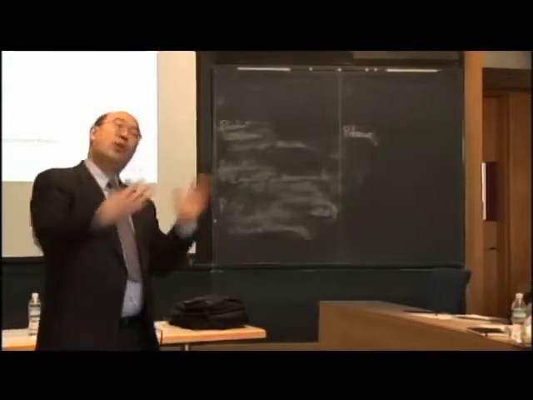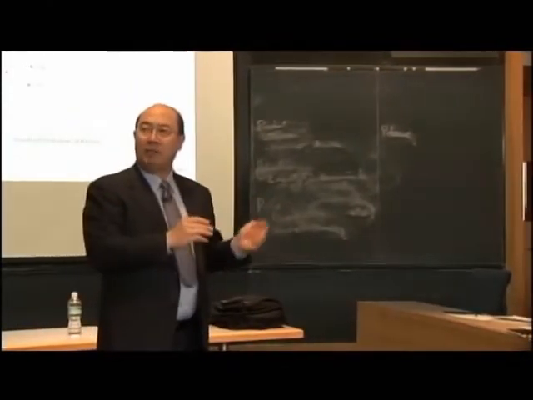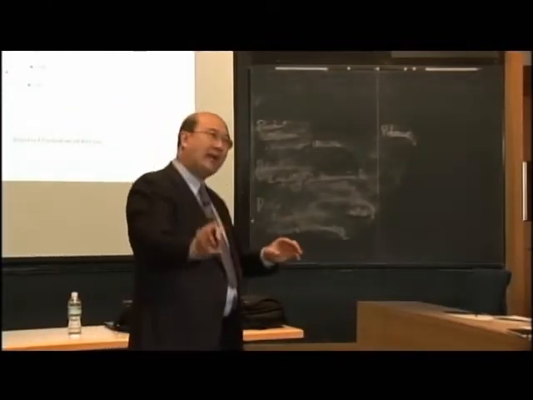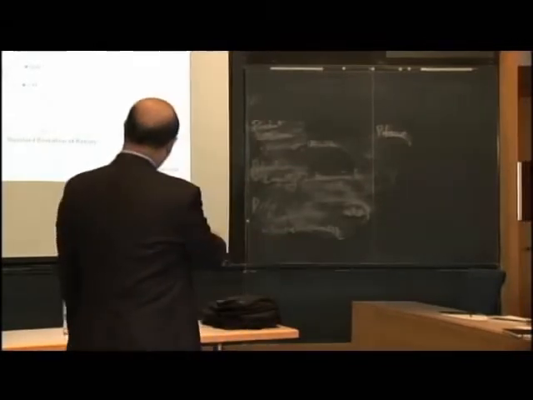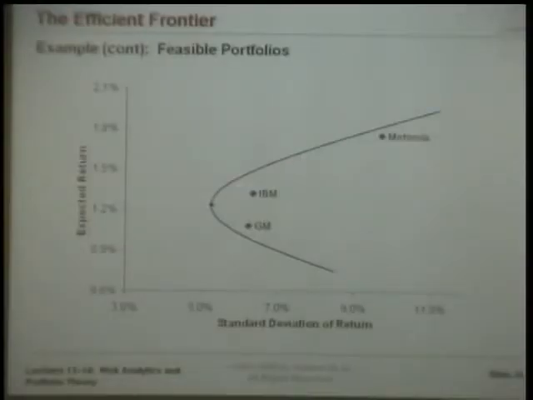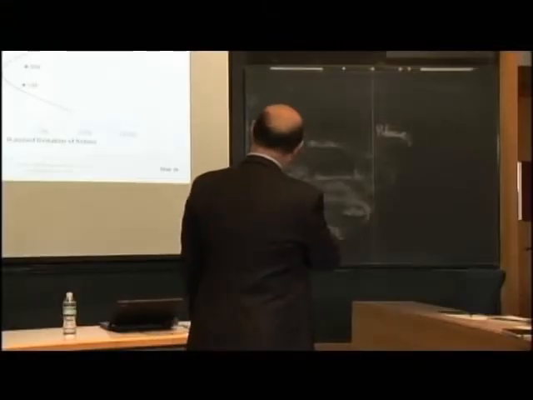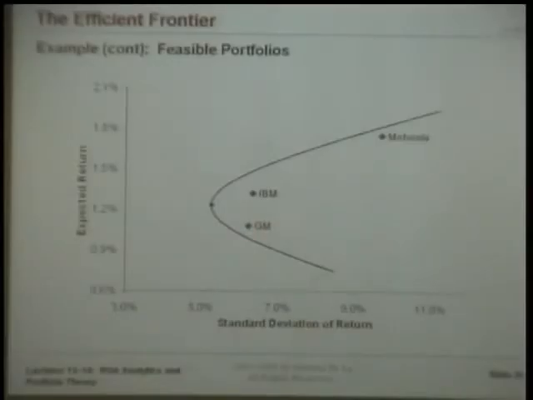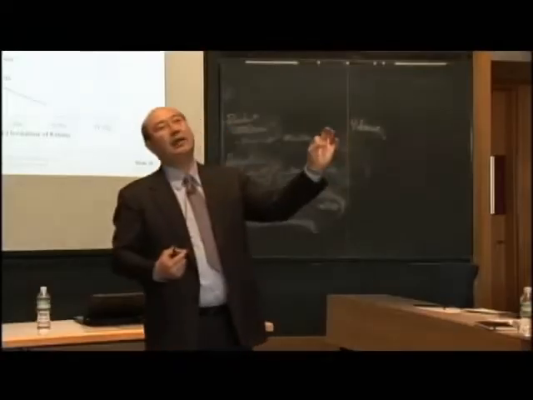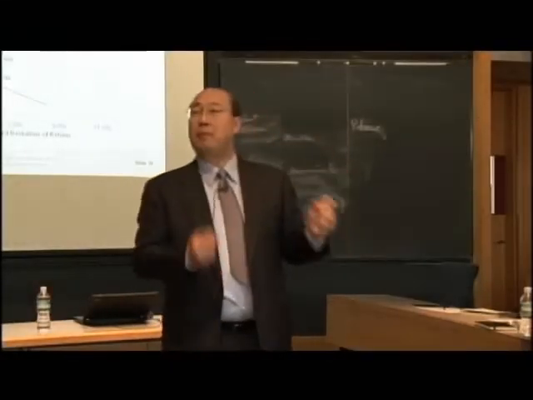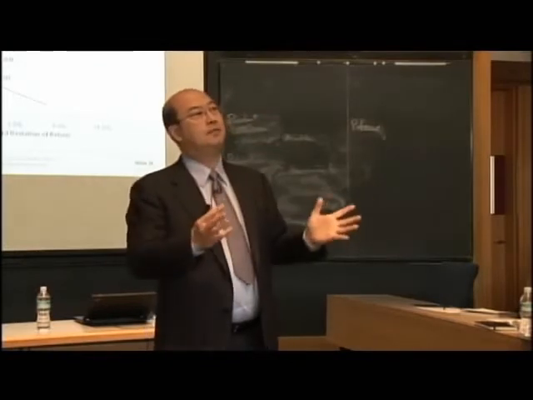You'd like to be northwest of that, but you can't. You'd never want to be below that branch or to the right of that branch because you can do better by being on that branch. So what this suggests is that we never are going to want to hold 100% of IBM or 100% of General Motors or 100% of Motorola. If we did, we'd be on those dots, and those dots would lie on that efficient frontier. But in fact, they don't.